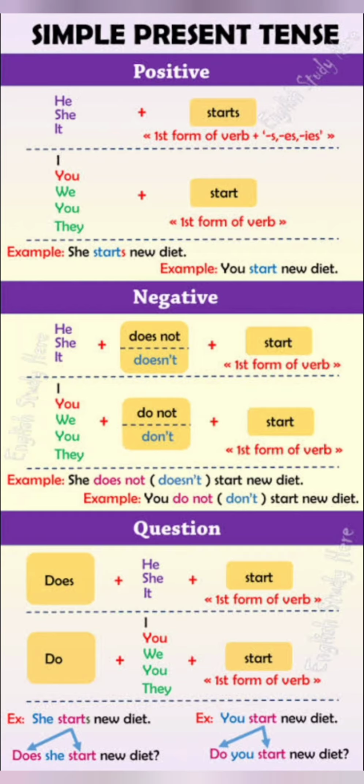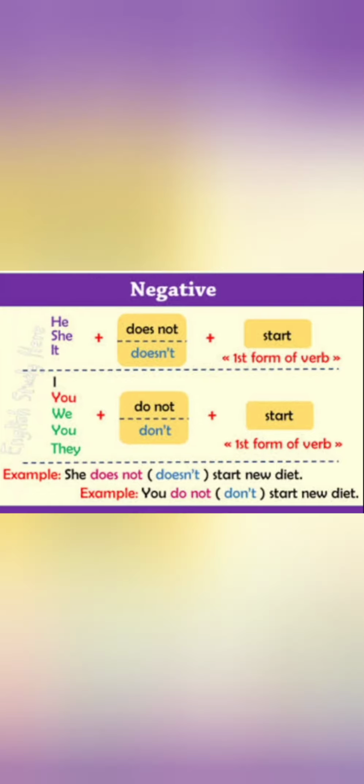Now look at the negative statement. He, she, it plus does not plus start. So here the subject is he or she or it, and we have to add does not plus verb. Verb is start. Here when we use negative statement, we do not need to add s or ies or es to the verb. Instead we have to add does not. So for he, she, it, that is the third person singular, we have to use does not plus base form of verb. And for I, you, we, they, we need to use do not plus base form of verb. So here verb is start.